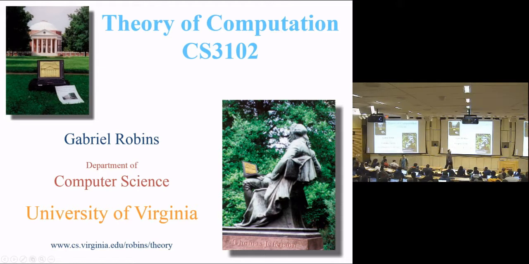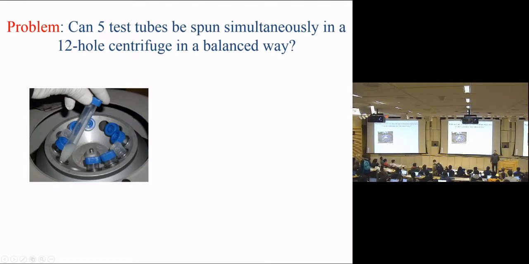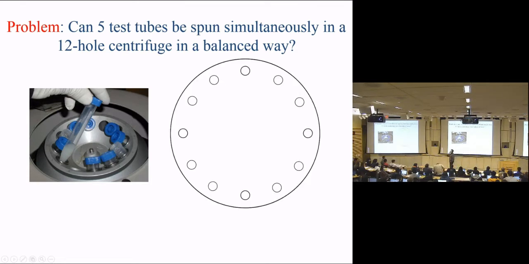So this is theory of computation. Let's start with an interesting problem. You have a 12-hole centrifuge. The question is, can you put 5 test tubes in these 12 holes in some manner that will keep it balanced if it starts to spin? There are no dirty tricks here. The holes are like the hours on the clock, all 12 equally spaced. And the test tubes, again, no tricks. They're all equal size, equal mass, equal density, equal weight, and so on.